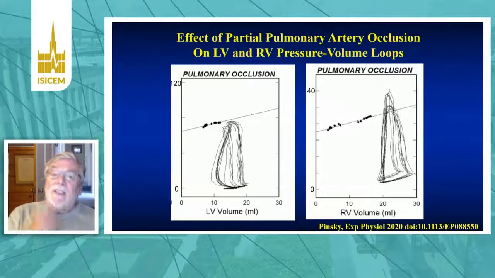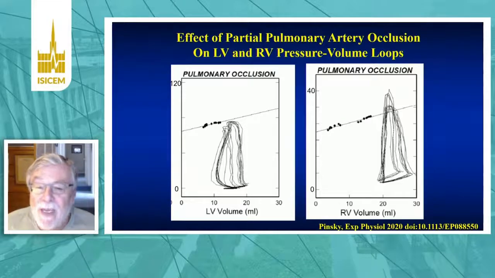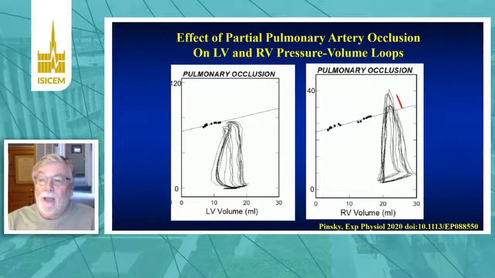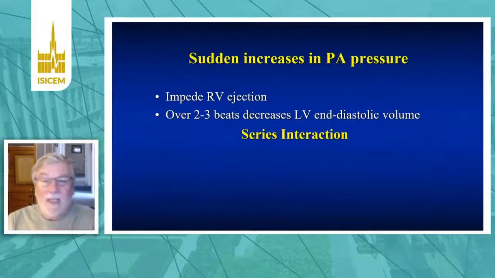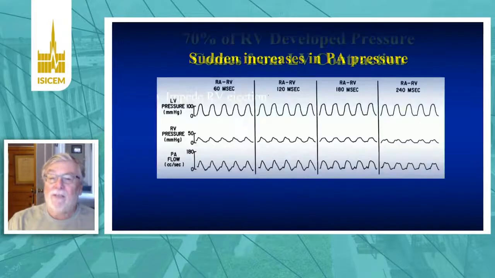We also looked at this later in a much more stable model, and you can see that when we increase pulmonary pressure, here shown on the right, all that we do to the left ventricle, shown on the left, is to make the end diastolic volume smaller. So this is a parallel interaction from increases in right ventricular ejection pressure impeding left ventricular stroke volume by decreasing left ventricular diastolic compliance. As the ventricle increases its pressure, we decrease left ventricular end diastolic volume. Okay. This impedance requires a few beats and is more of a series interaction.